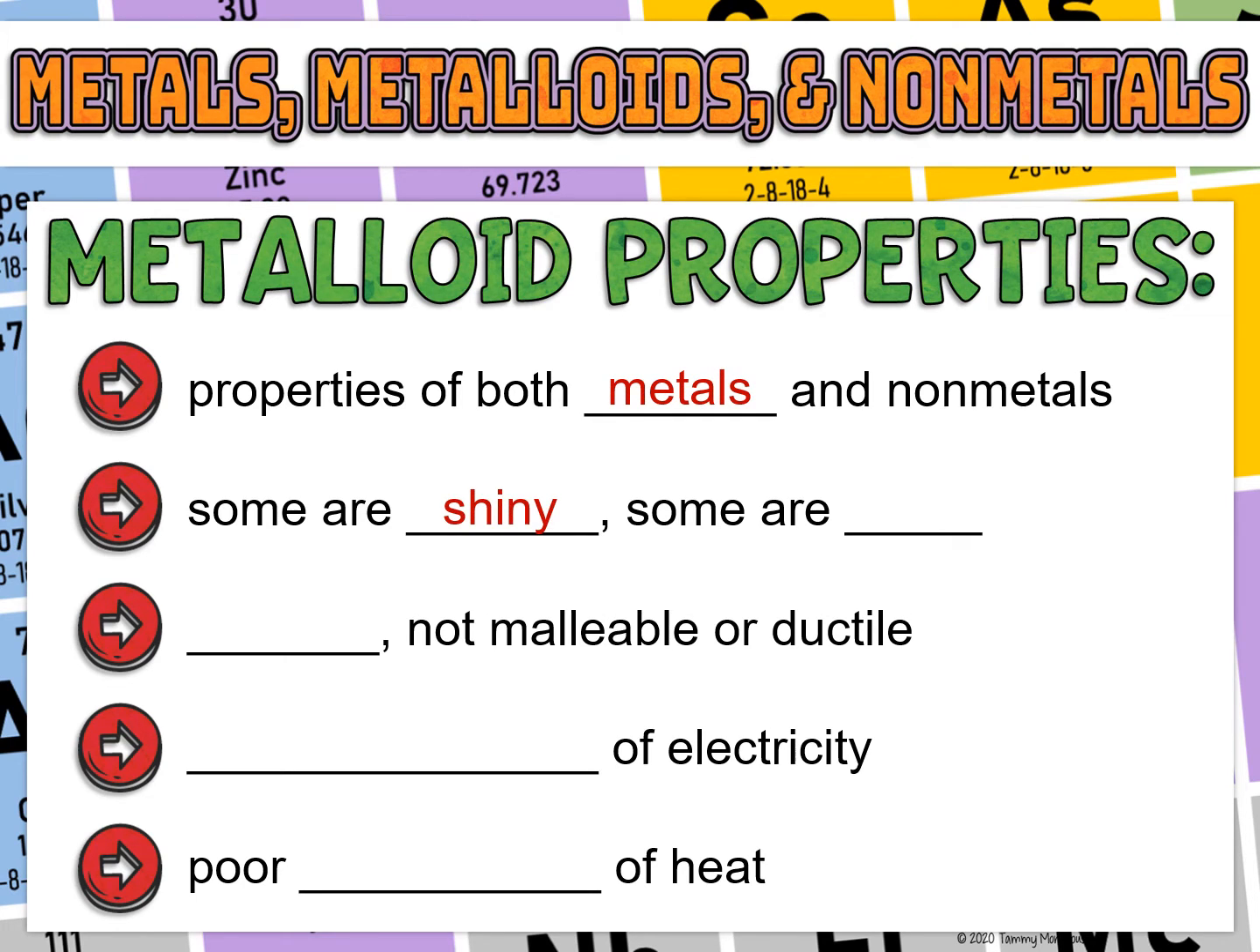Some are shiny, some are dull. Most of them are brittle. They're not malleable or ductile. You can't pull these things into thin wires or anything like that. And they're considered semiconductors of electricity. They're not great conductors, they're not poor conductors, they're just semiconductors. Typically, though, they're poor conductors of heat. Again, anytime you need to, pause this.